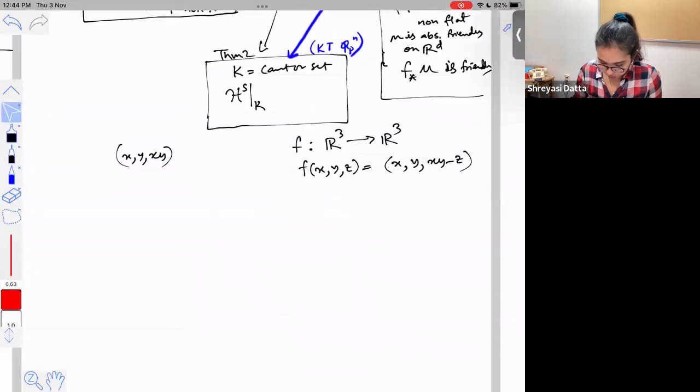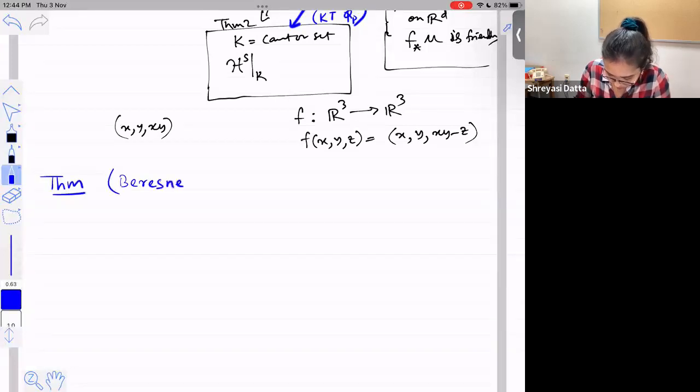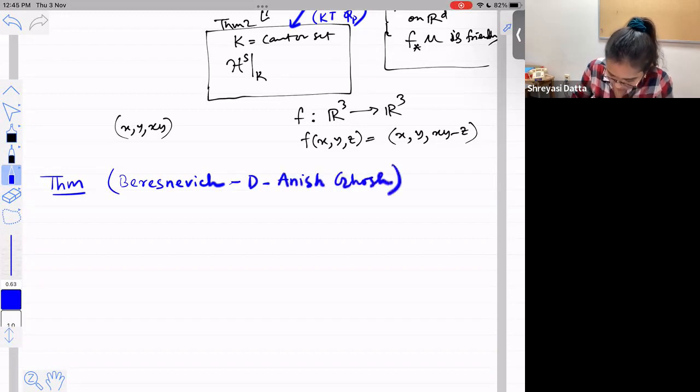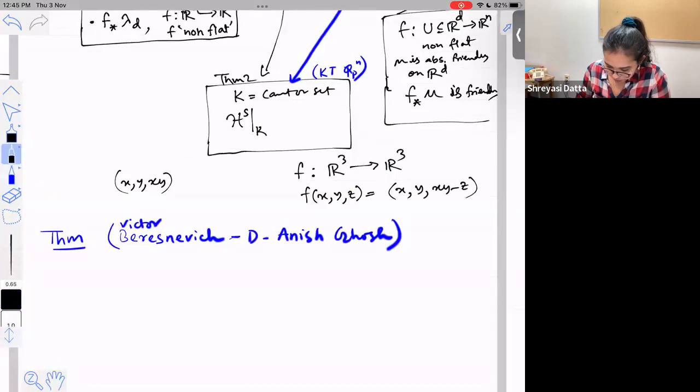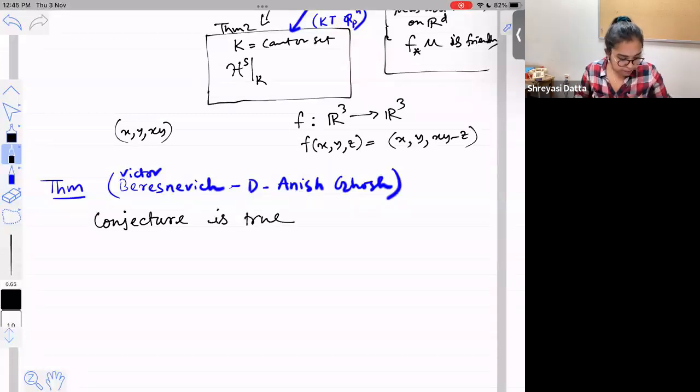Okay, all right. So let me write down our theorem. This is a joint work with Victor Beresnevich and my PhD supervisor, Anish Ghosh. Okay, so the conjecture is true. Let's say this is theorem A.